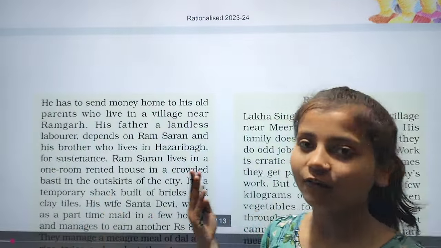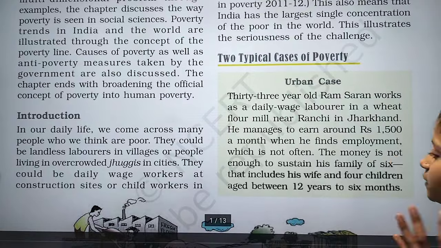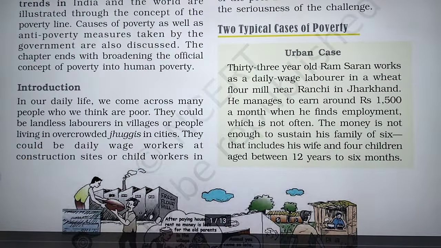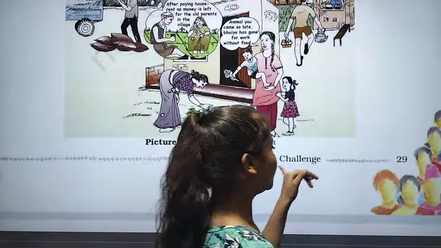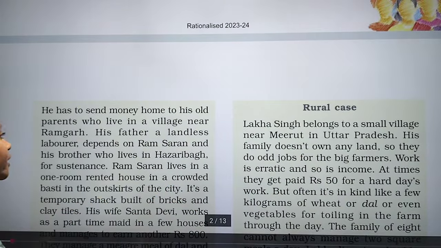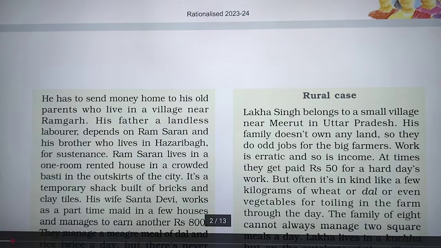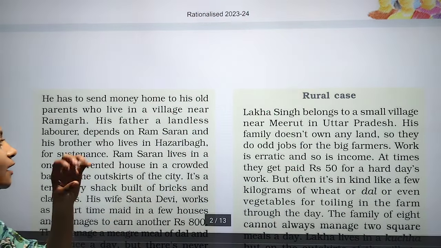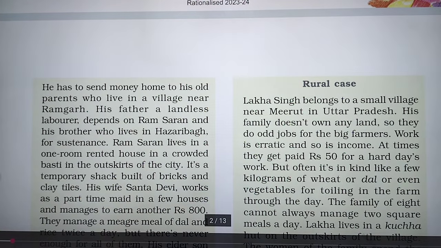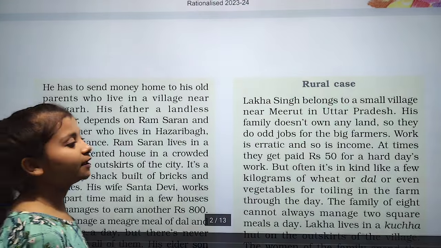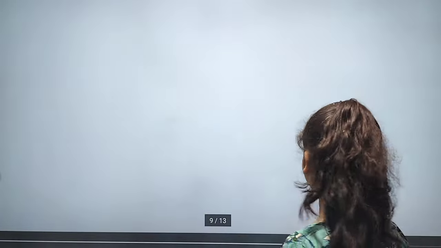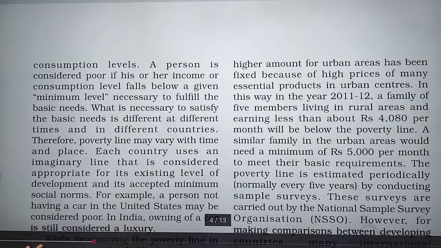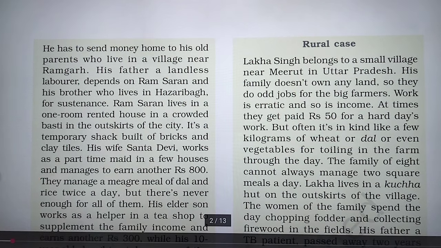See, he is just earning 1500, but he has many problems. Out of 1500 rupees, he has to fulfill the basic needs of his family, and also send some money to his parents, who live in a village near Ramgarh. His father, a landless laborer, depends on Ram Saran and his brother who lives in Hazaribagh for sustenance. If Ram Saran sends money, they can fulfill their needs, but if he is not able to give the money, they cannot survive.